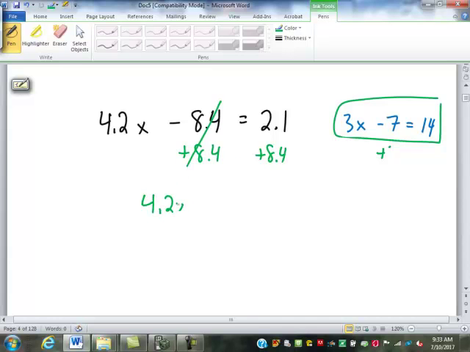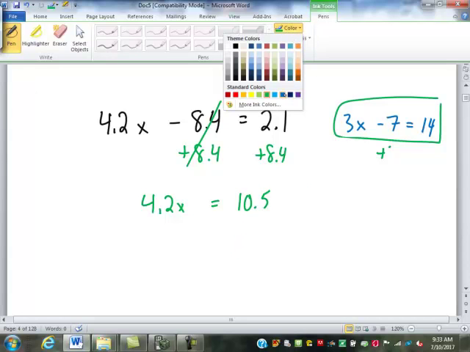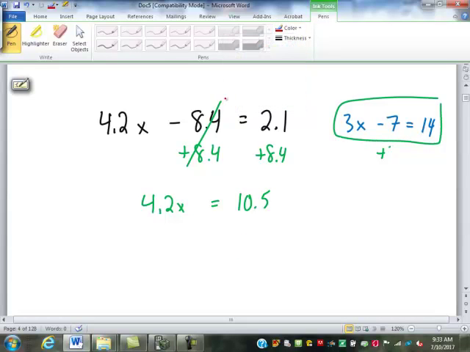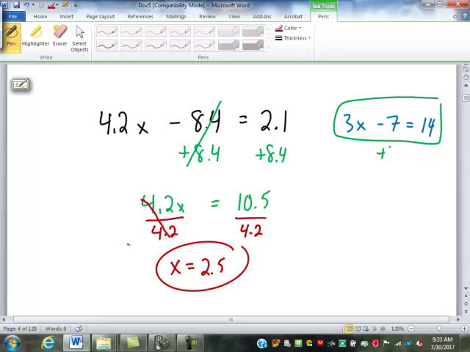So 4.2x equals 10.5, and then divide by 4.2. X equals 2.5. Any questions there so far?